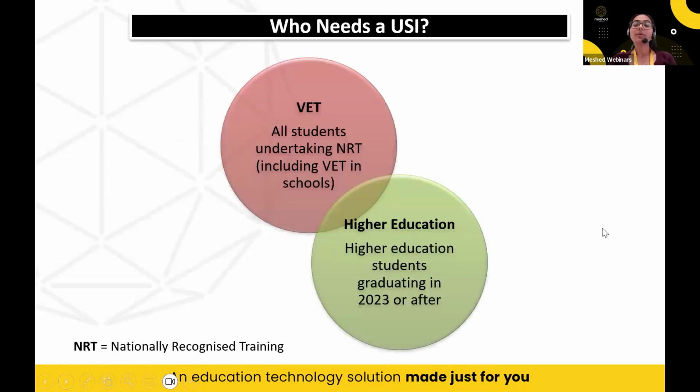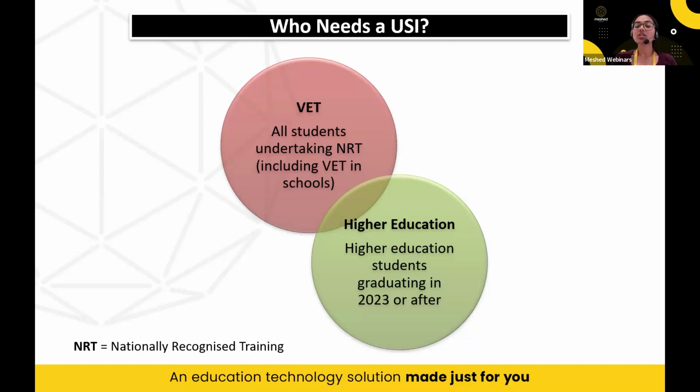Moving on, let's talk about who needs a USI. So now we know a USI is a 10-digit number that is provided for a student. So who are the students, or what are the student categories, that actually require a USI? There are two broad ranges, as you can see.